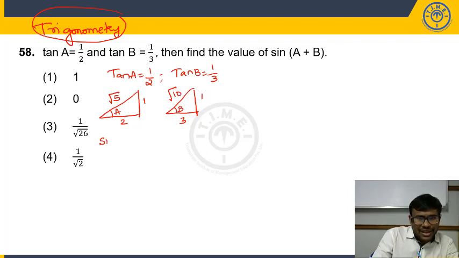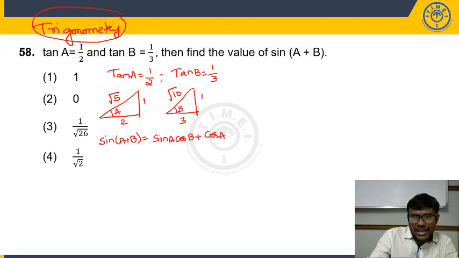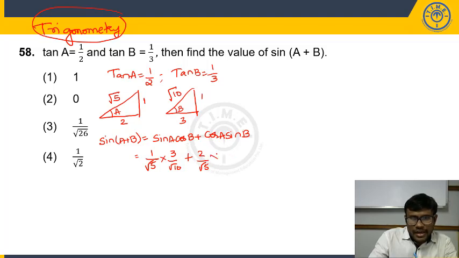What is asked to calculate? Sin(A + B). What is the formula for sin(A + B)? sin A cos B plus cos A sin B. So sin A is how much? 1 by root 5, into cos B, which is how much? 3 by root 10, plus cos A, which is how much? 2 by root 5, into sin B. Okay, my bad, it is 1 by root 10.